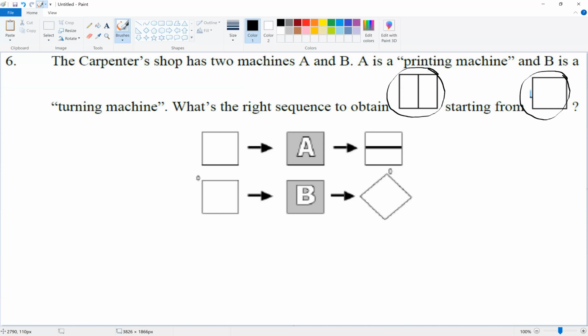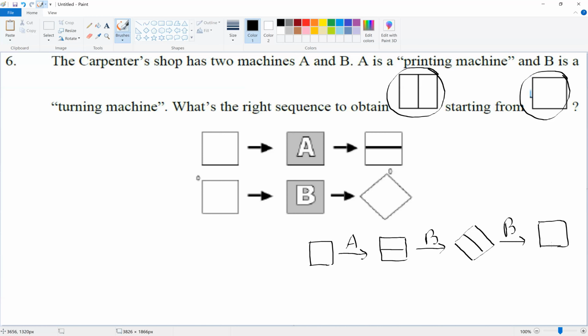But do you think this will be only one B? So if I go through A, it will be this. If you go through B machine, wouldn't it be... Oh, and then you have to put it through B again. B again? So the transformation is 45-degree rotation. So you are rotating 45 degrees, rotating 45 degrees, and then you get that picture.